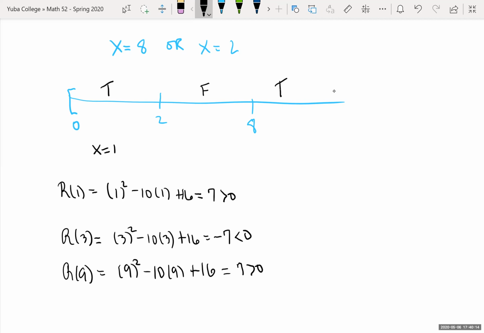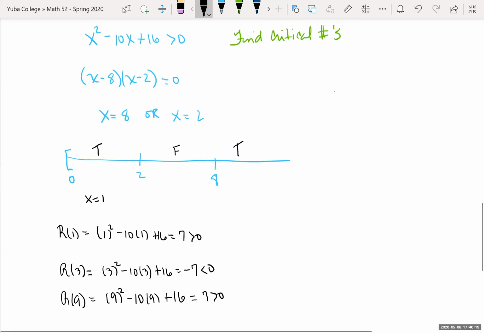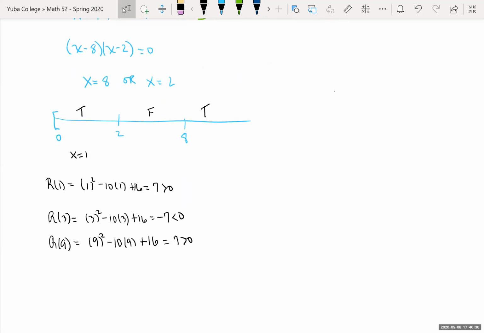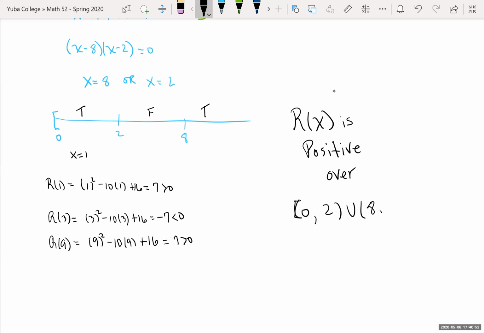Okay, so the company would have positive revenue if they're selling between and including 0 and 2 units. Actually, 2 is going to give them 0. So let's see. r of x is positive over the intervals 0 to 2, union 8 to infinity.